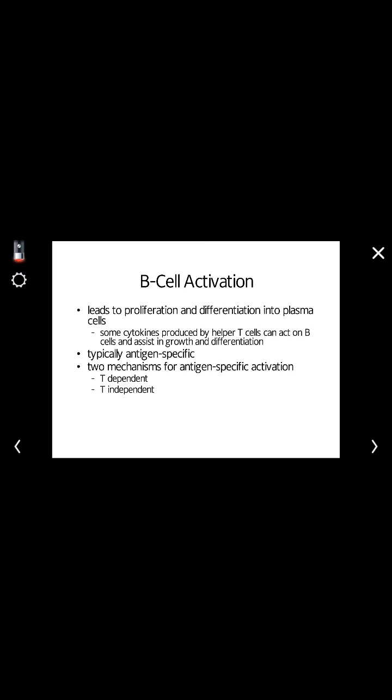When they become plasma cells, some cytokines are produced by helper T cells that can act on a B cell and assist in growth and differentiation. So T cells can essentially say, hey, you're doing a good job, keep it up, grow, differentiate. I forget what kind of T cells those are. I think it's the ones associated with humoral immunity, maybe TH1 or something like that.